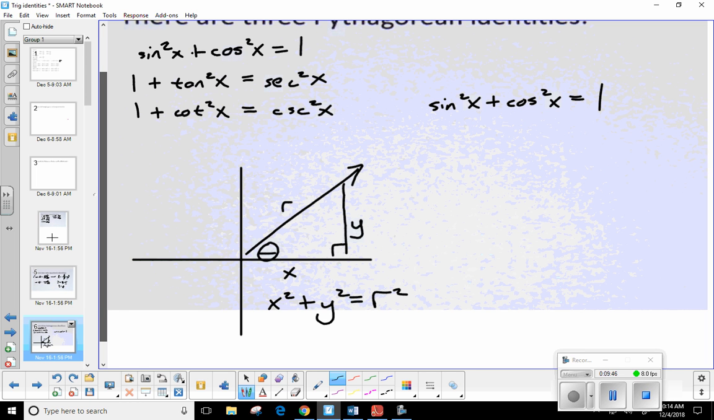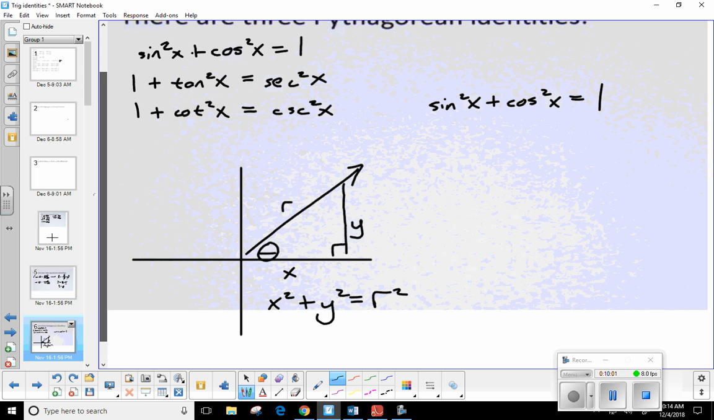Okay, so we're going to put him to the side for just a second. We wrote him out for a reason. Now, sine squared of x plus cosine squared of x equals 1. Let's go back to the ratios. We said that sine was what over what? It's y over r, right?